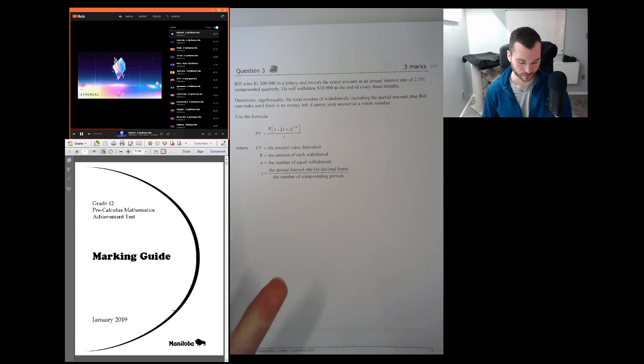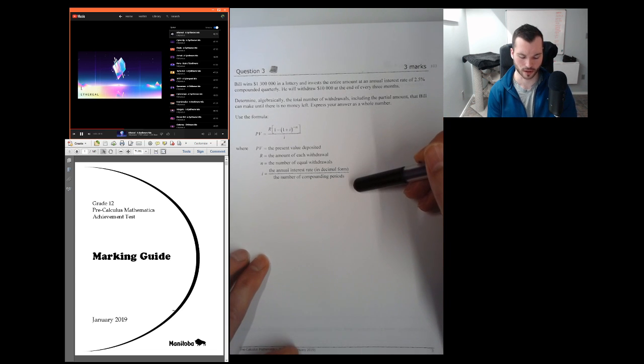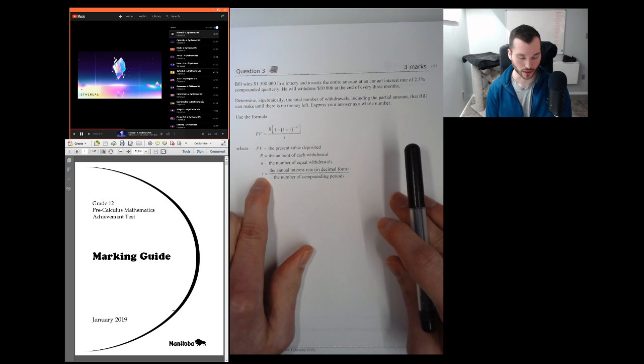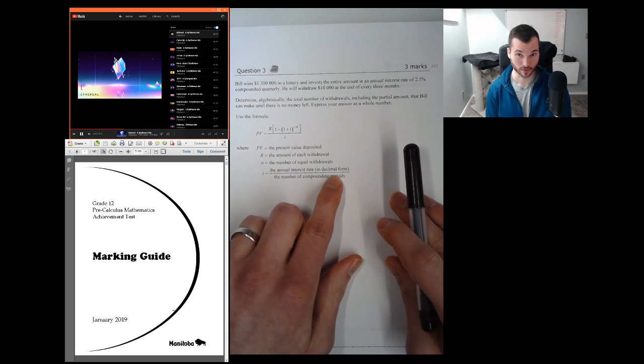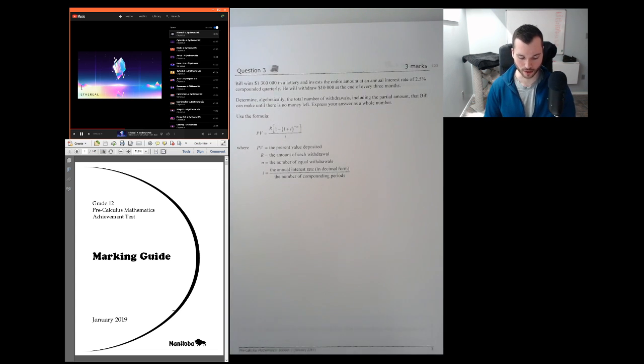Use the formula, and then we got the formula there. So we have all of our variables here as well. Now, just make sure you know that our little i in the formula is the annual interest rate in decimal form. They're really making sure that you know about that. And then divided by the number of compound periods per year.